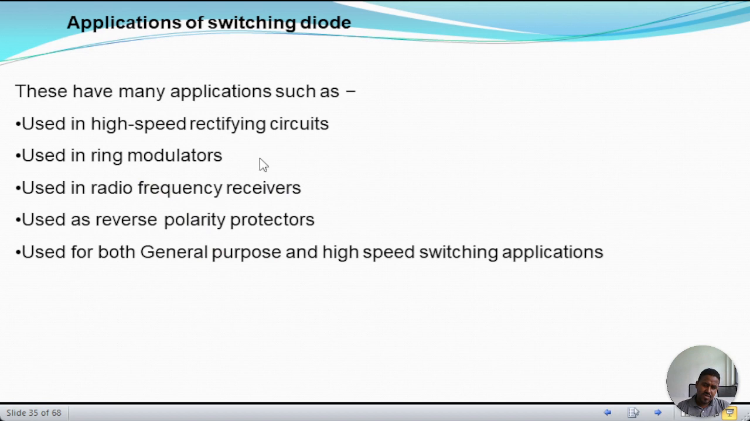Where do they apply this switching diode? The main applications: we can use a switching diode in high-speed rectifying circuits, in ring modulators in communication, and also in radio frequency receivers. We can use it in reverse polarity protectors, for both general purpose and high-speed switching applications.